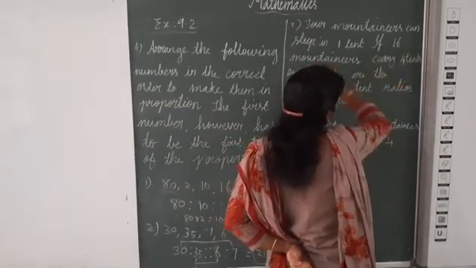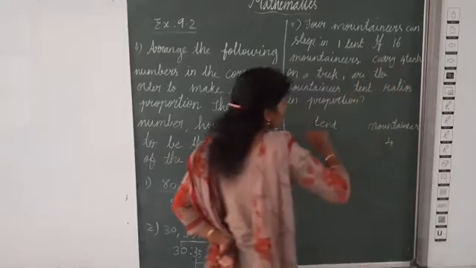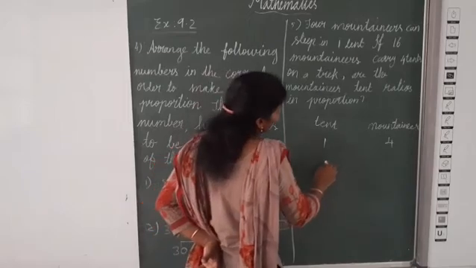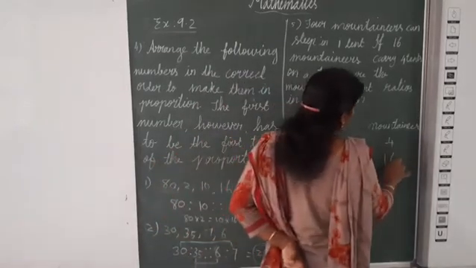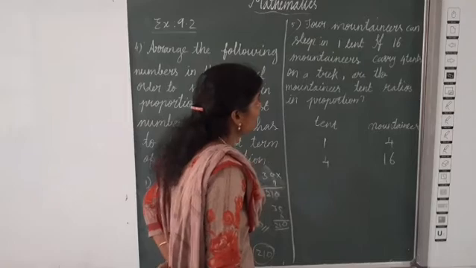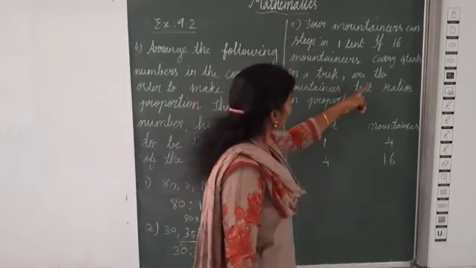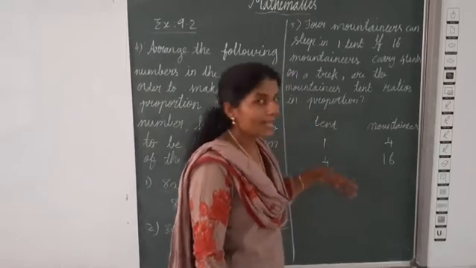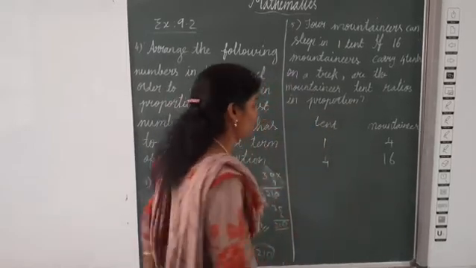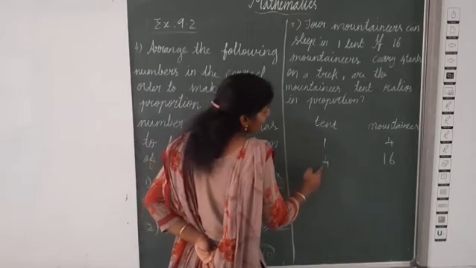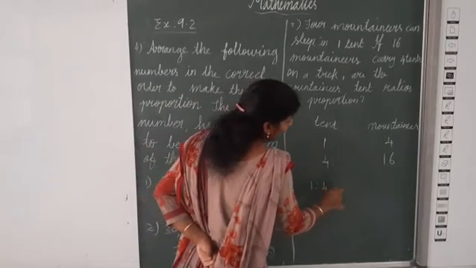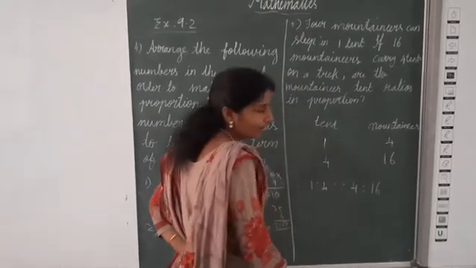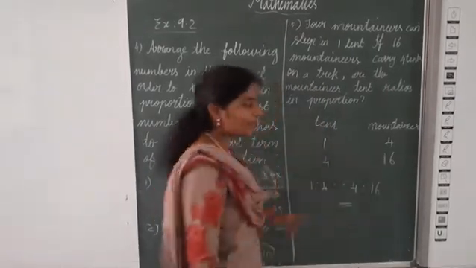Since 16 mountaineers carry 4 tents. 4 tents, isn't it? 16 mountaineers. Then are the mountaineers tent ratios in proportion? These ratios we want to write in proportion form. Now listen here. 1 is to 4 as 4 is to 16. Okay. This is the ratio form. This is the proportion form.